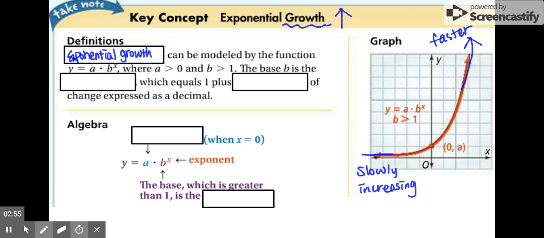So exponential growth can be modeled by the function y is equal to a times b to the x power. We already practiced how to graph this and we know how it looks. It's either increasing or decreasing. But in this lesson, we're going to talk about growth first and then decay later. All right, so the base b is going to be the growth factor, the number that you keep multiplying.